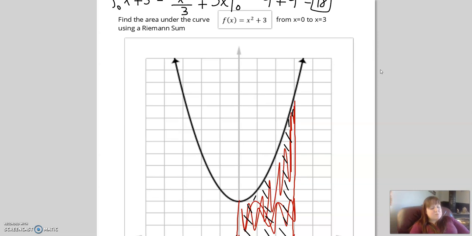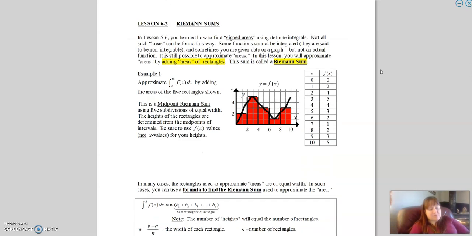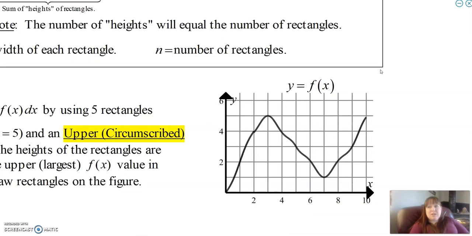But Riemann sums are really handy when we have curves like this one. That one's a non-standard curve. It's one of those curves that you couldn't just write a function for and figure out. You would need another option. And so for something like this, we're going to have to use a Riemann sum to find the approximate area under the curve, because there is no function that we could integrate here.